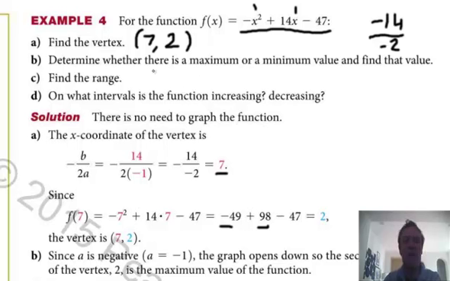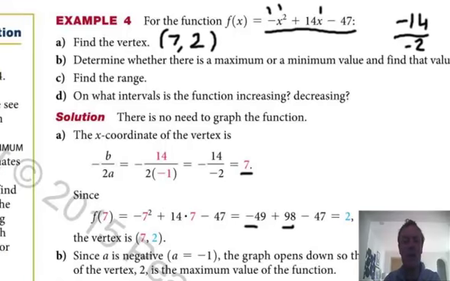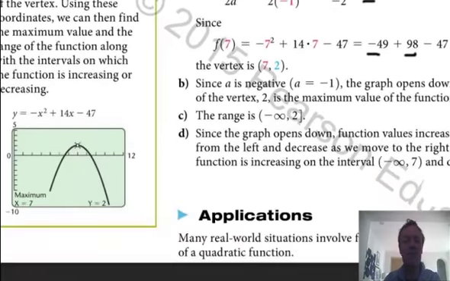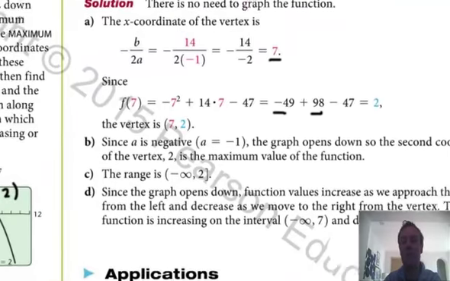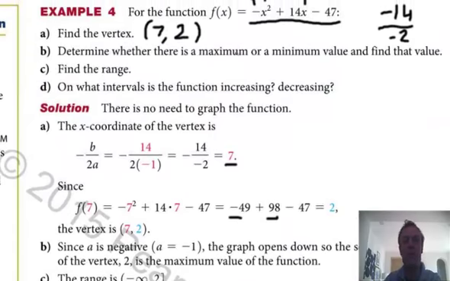Determine whether there's a maximum or a minimum. This is going to be a negative x squared, so it's going to have a maximum. If I look down at the graph over here, there it is. There's the point, is that 7, 2? So what else do we have?